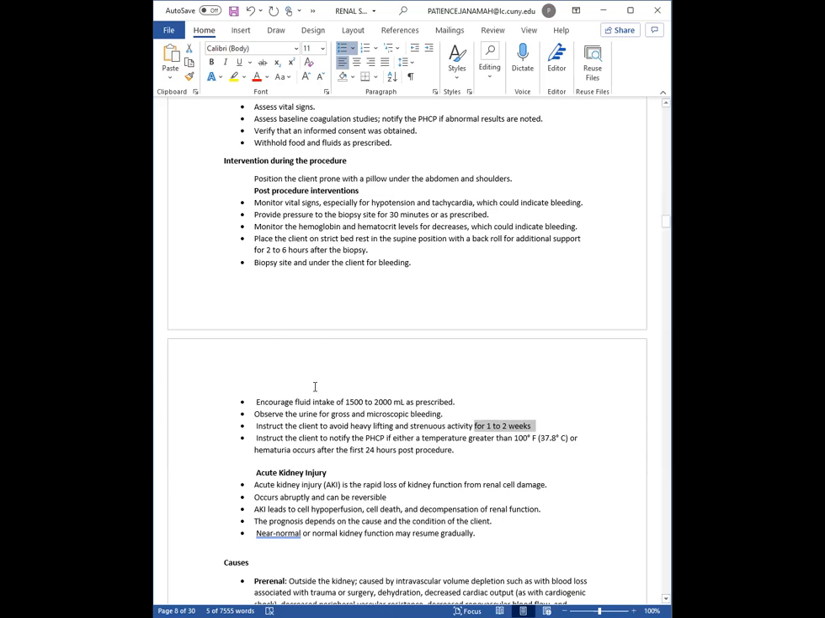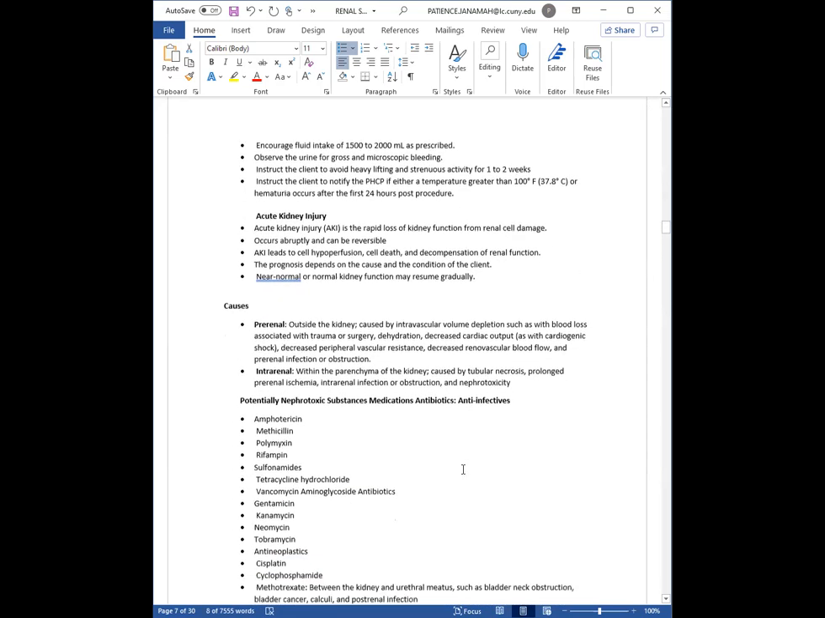You can't go and strain your muscles. And then 30 minutes, you put the pressure and you wait. Then you maintain strict bed rest for 6 hours immediately after the procedure.